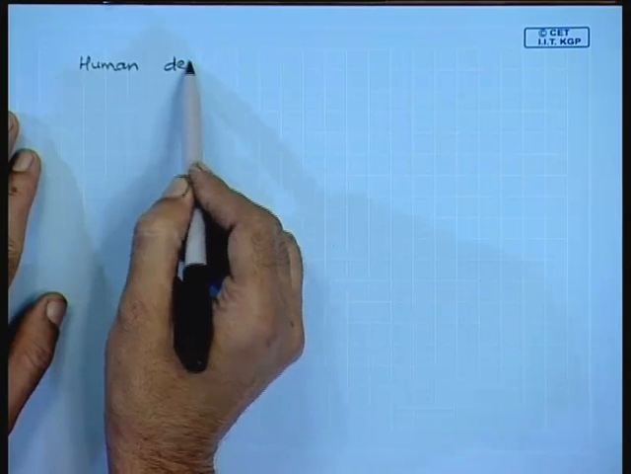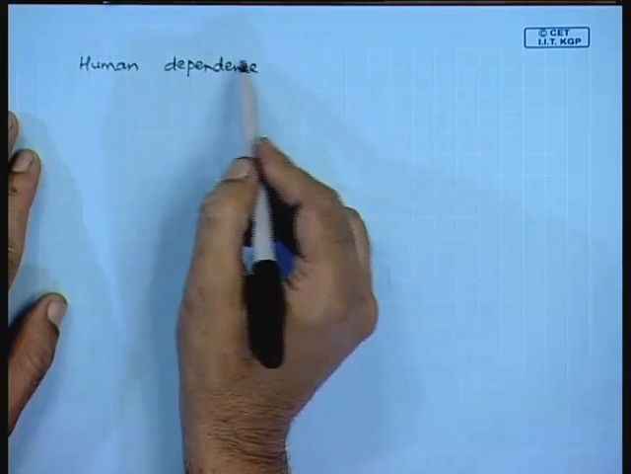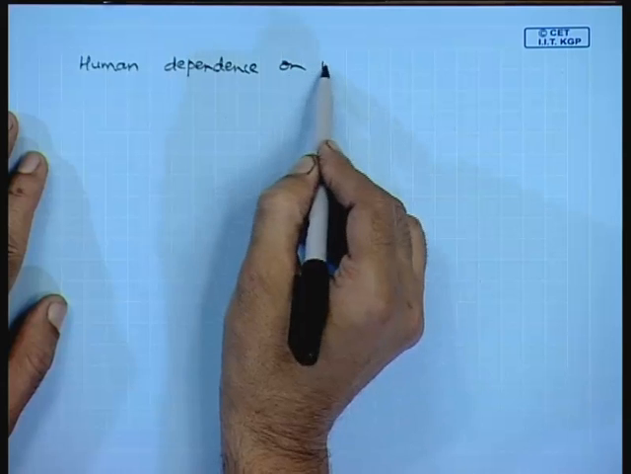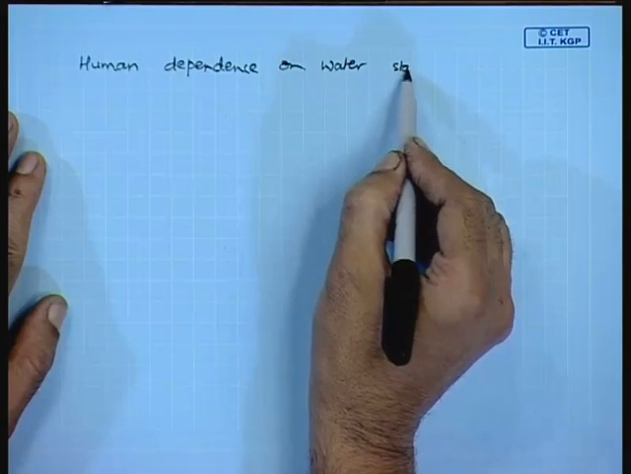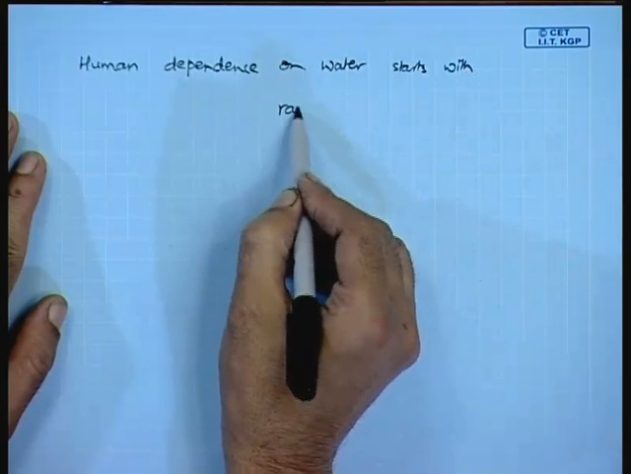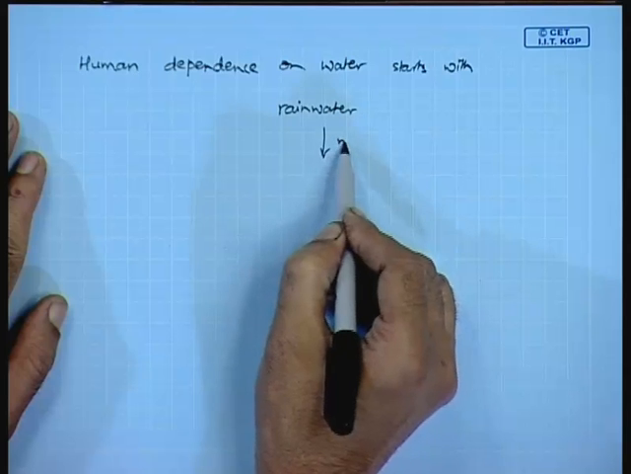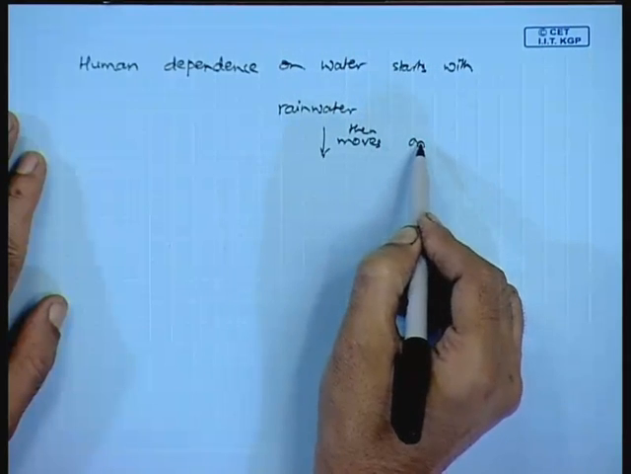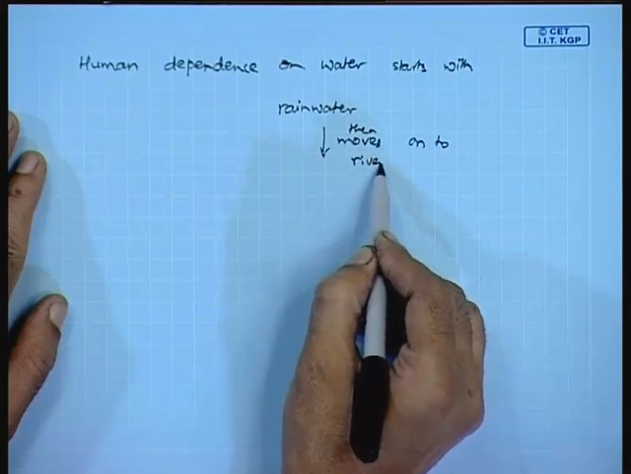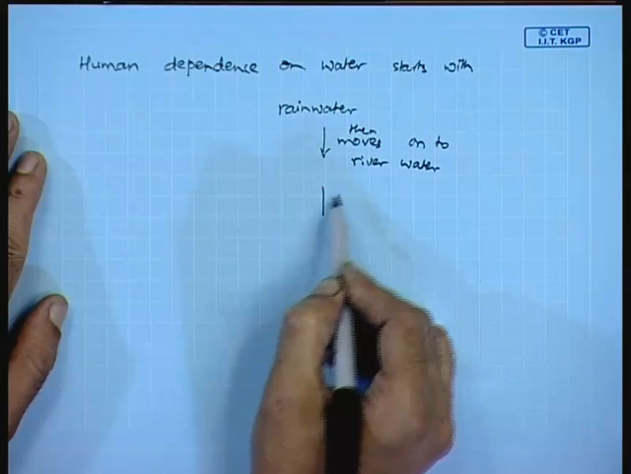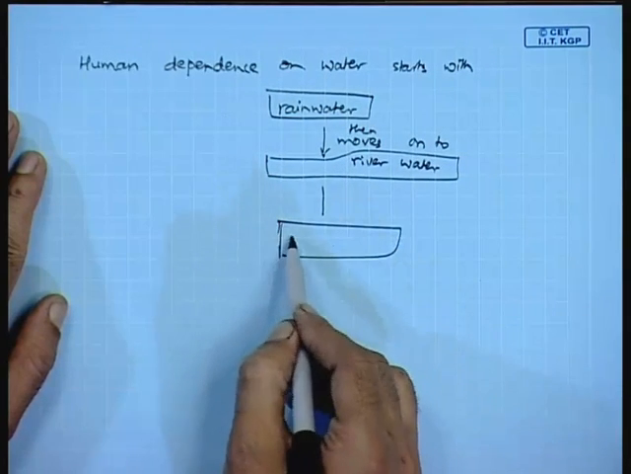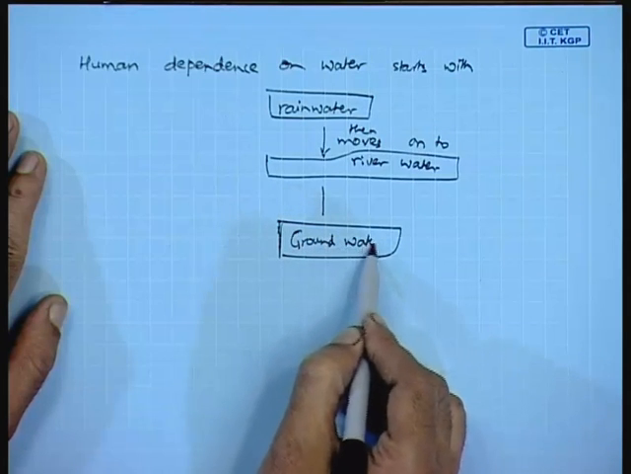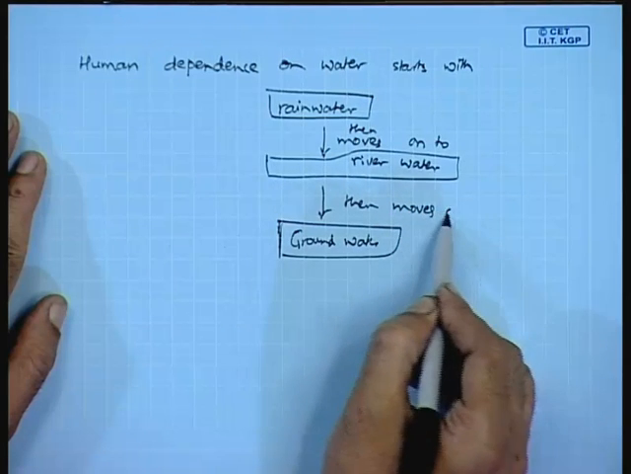I would like to take this opportunity to bring to the notice the human dependence on water. Of course, this was dealt with in one of the earlier lectures. Water starts with rainwater, then moves on to river water, and then moves on to groundwater.